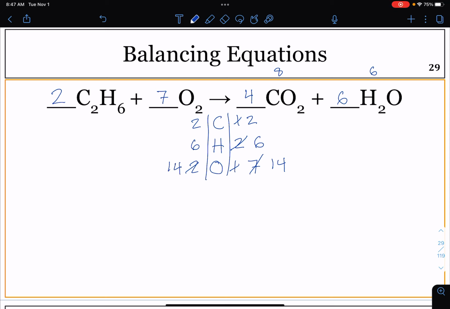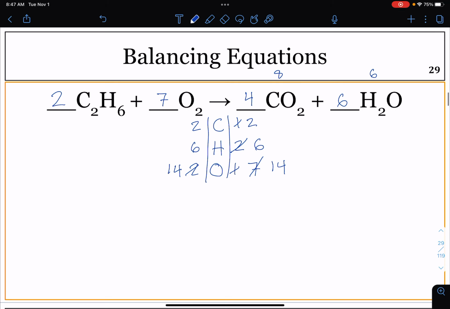Let's recount our carbon and hydrogen just to make sure. We have 2 times 2 on the left-hand side, so we have 4. We have 4 carbon dioxide molecules, each with 1 carbon atom. And then we have 2 times 6 hydrogen atoms on the left-hand side, and then 6 times 2 hydrogen atoms on the right-hand side. And now everything is balanced in this chemical reaction.